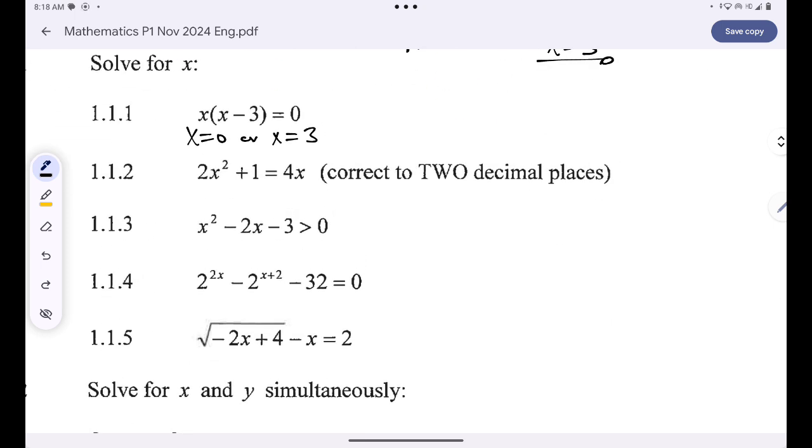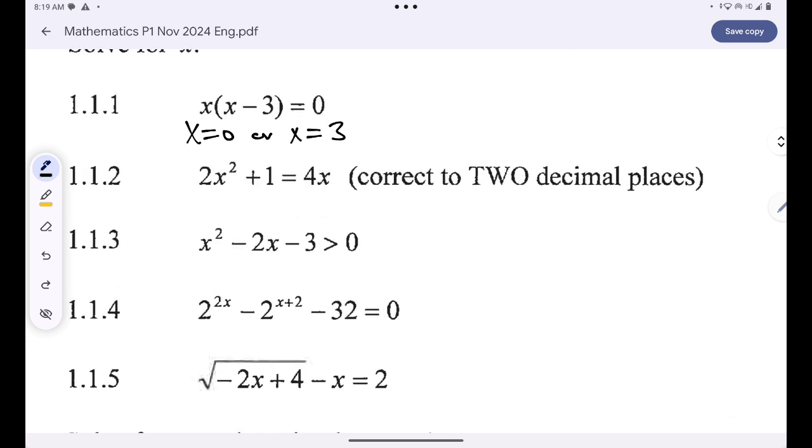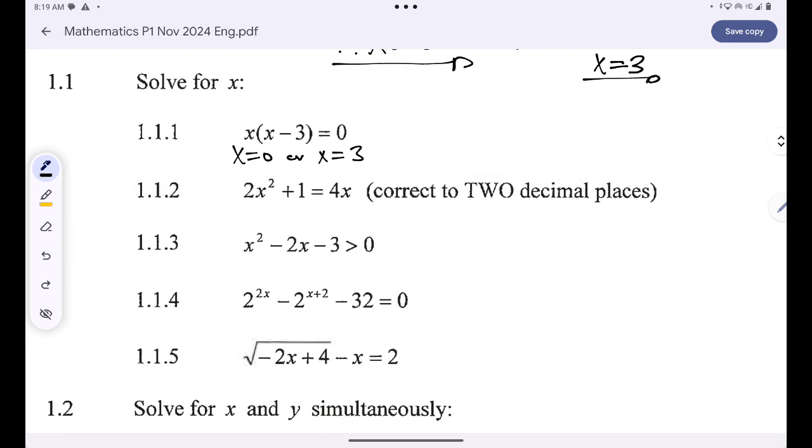Second question, I'm given a quadratic equation which is not in standard form, and I'm told to correct my solution to 2 decimal places. Once I see that statement, guys, I already know that I don't have to worry about factorizing, finding the factors, because my roots will be irrational. All I need to do is simply use the quadratic formula. Are you together? But before I do that, I must make sure that the equation is in standard form. What does standard form mean? It simply means everything should be on the left hand side and 0 should be on the right hand side.